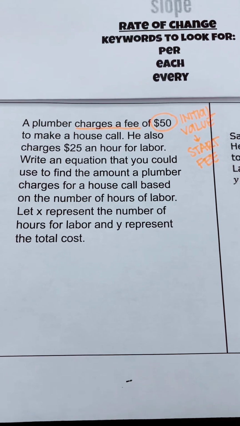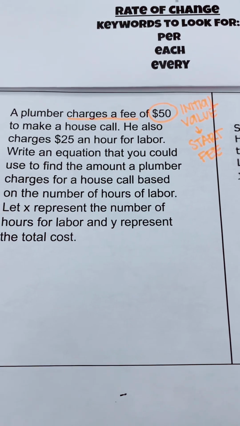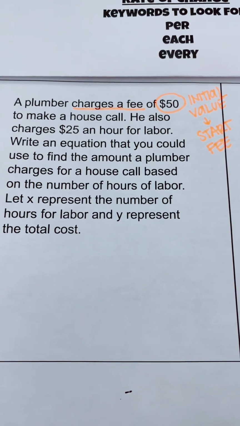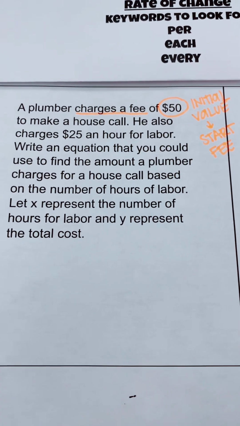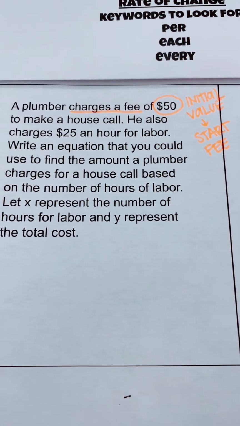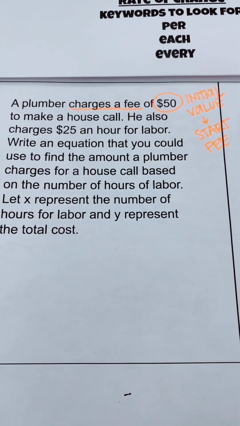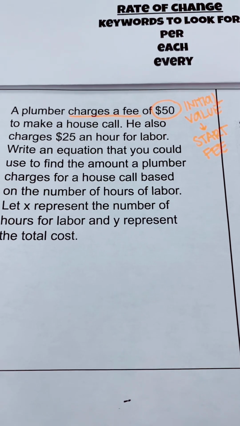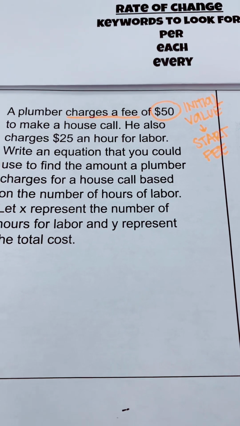Since the plumber is charging a fee of $50 no matter what to come out just to make the house call, that is our initial value. That is our starting fee. Whether you get serviced by this plumber or not, if they are coming out to the house, he is going to charge you $50. That is a one-time fee. It's going to happen once every time he comes out. So $50 is our starting point. That's our initial value.